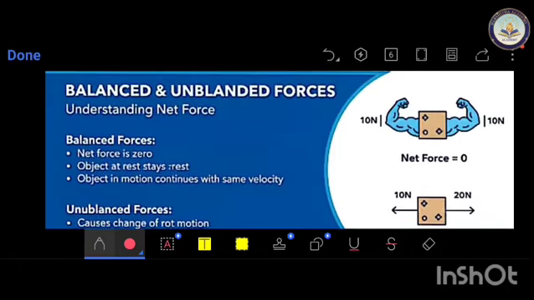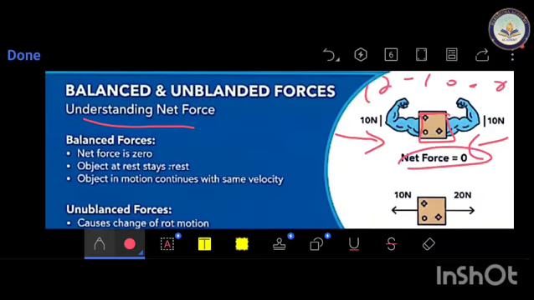Next, balanced force and unbalanced force. To understand this, we first discuss what is net force. If I apply 10 Newton here on a box, and 10 Newton from the other side, what is the net force? 10 minus 10 is 0. Where the net force is 0, we call it balanced force.